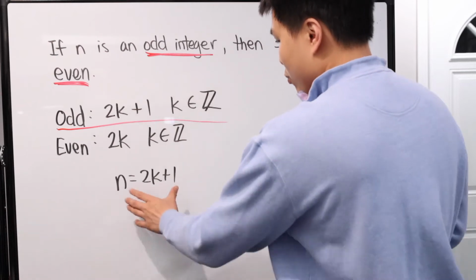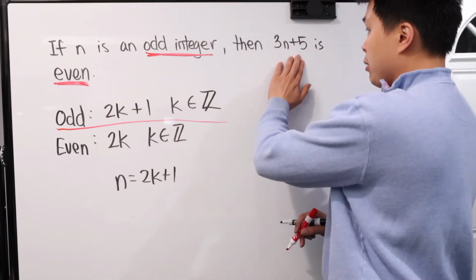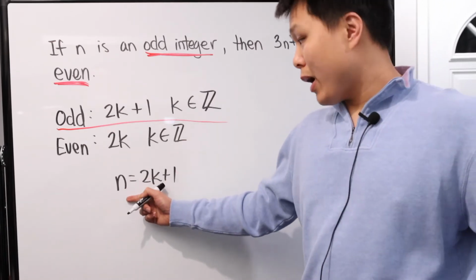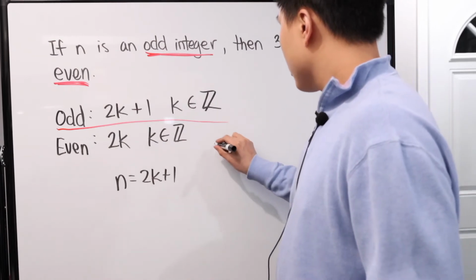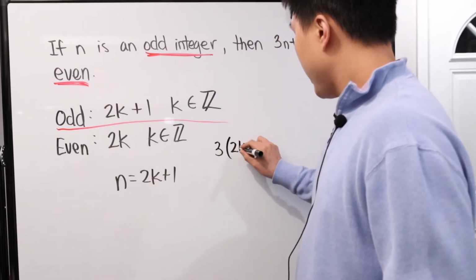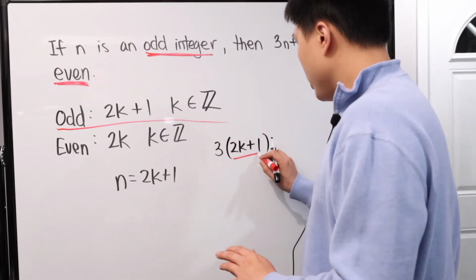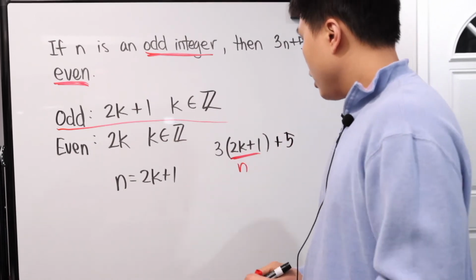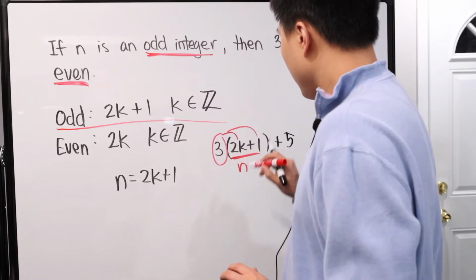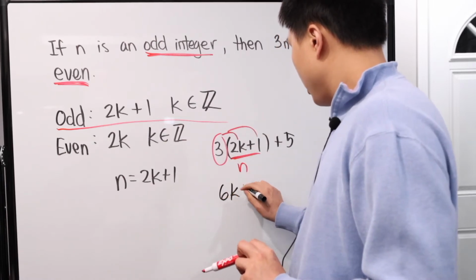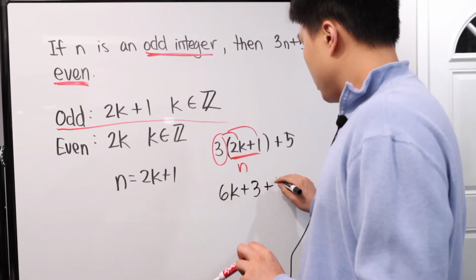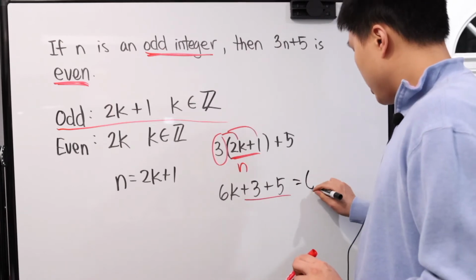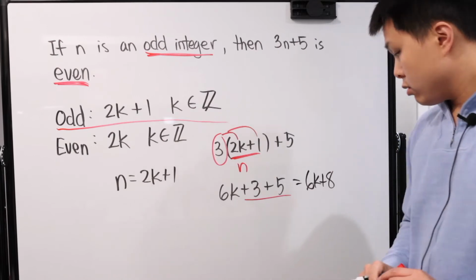If we can show that 3n plus 5 is always going to end up being 2 times some number, then we know that's even. So we have this one right here, and we want to work with this statement, 3n plus 5. Well, there's n. We think n is this somehow. Let's plug it in. Now we have 3 times 2k plus 1, where this originally was just your n, plus 5. Okay, and then we distribute this out, and so we have 6k plus 3 plus 5. Well, definitely combine like terms. These guys right here, that's just 6k plus 8.